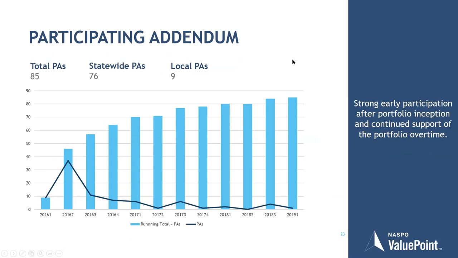Another thing we looked at was participating addendum, and this may be a little different from what you would have in your own state, but that's how entities participate in our cooperative contracts. This is what we would consider a healthy participating addendum curve, the line showing a spike early in the contract's term, meaning that they joined early on, shortly after it was created, which is exactly what we want, and then we continued to see a little bit of growth over time as well.